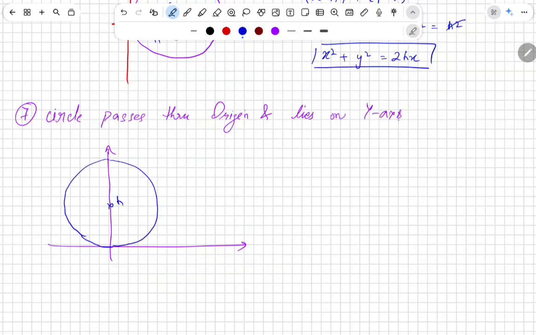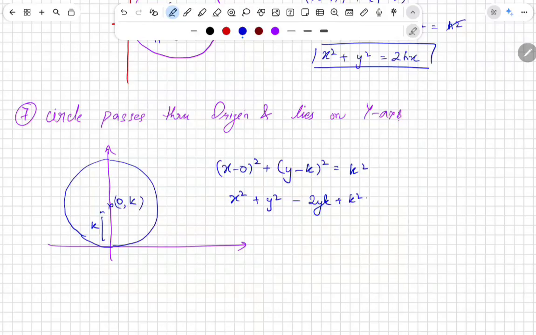The center will come at (x0, k), and this distance is k. Now the equation will be (x − 0)² + (y − k)² = k². So x² + y² − 2yk + k² = k². The k² from both sides will get cancelled. x² + y² = 2yk. This is going to be the equation of the circle.